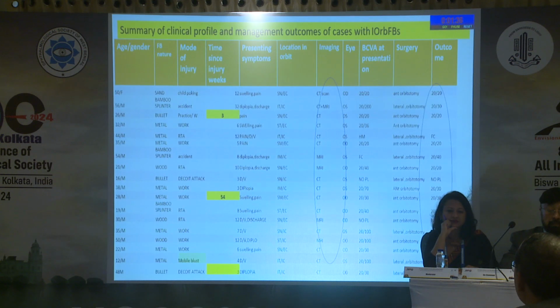This is the summary of the clinical profile and management outcome of the cases of my series. You can see the earliest case detected in 3 weeks period, and the most delayed was 54 weeks. And there is one interesting case, a child of 12 years who had an injury by mobile blast while playing with a mobile phone.